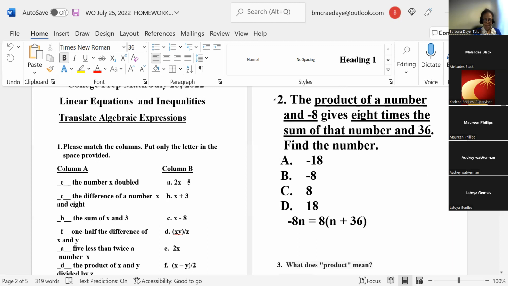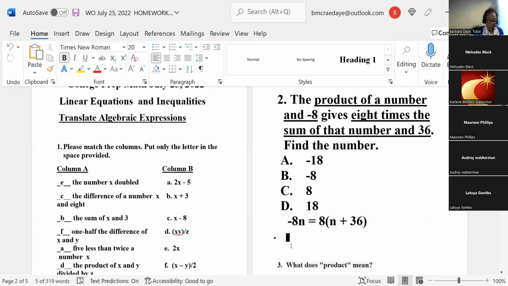Okay. 8 times, that's the multiplication right here. That's why the 8 is in front of this parenthesis, this expression, right? 8 times the sum of that number, n plus 36. Now, let's multiply it out. So over here we have what? Minus, and let me just copy this over and you tell me what to write. Now you've got to multiply 8 times what's in parentheses, right?